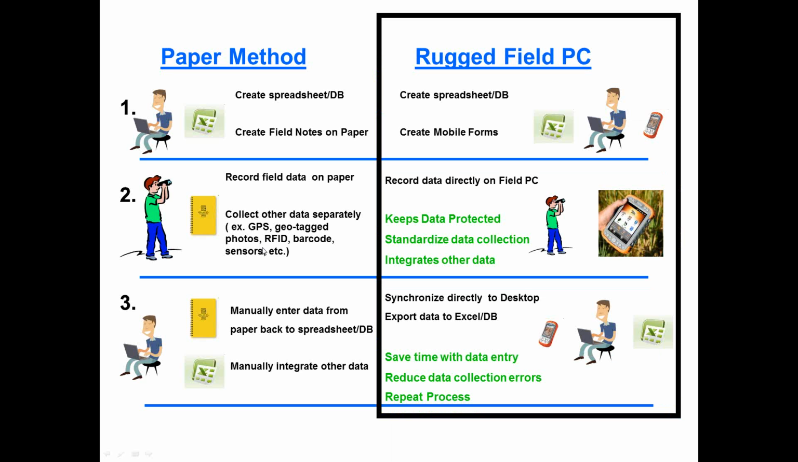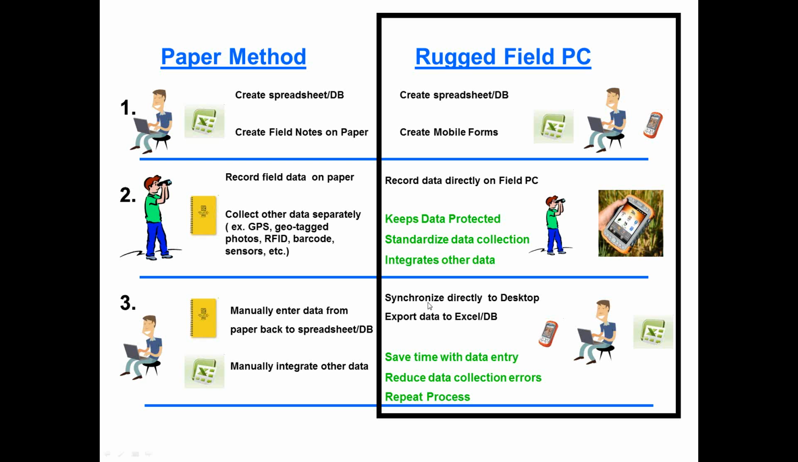We're going to be talking about this process here on the right, where you still have that upfront work to create your database or spreadsheet. You have a little more work to create your mobile forms that you see on your handheld. And then the benefit of this approach is that you can record your data directly on the field computer, where you can keep your data protected. It standardizes your data collection, so you have data quality checks. You make sure that anyone that's assisting you, such as seasonal labor, is collecting data all in the same format, and you can directly integrate your other information from GPS, RFID readers, photos, that kind of stuff.